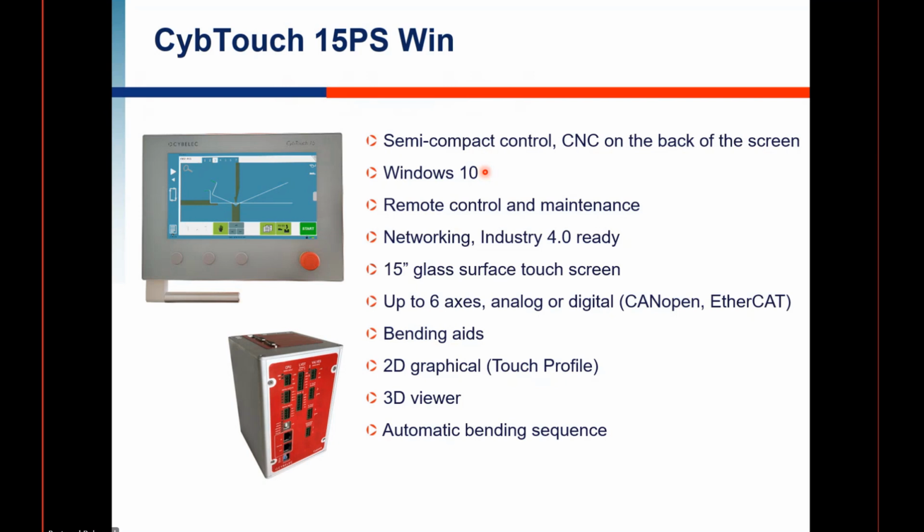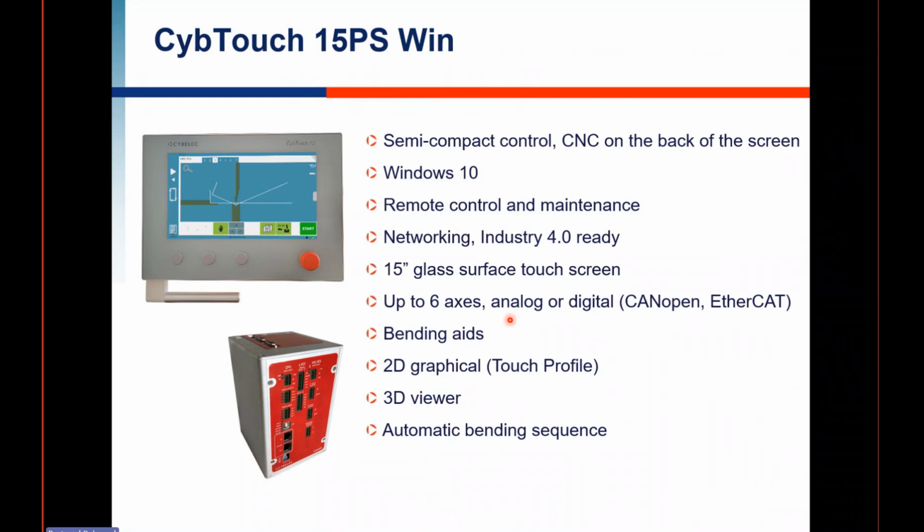This is a 15-inch glass surface touchscreen. It's possible to manage up to 6 axes, analog or digital. So you have the possibility to connect CanOpen or EtherCAT drives. And you have the possibility to have specific axes like bending heads, sheet support. And also you have the 2D graphical touch profile.